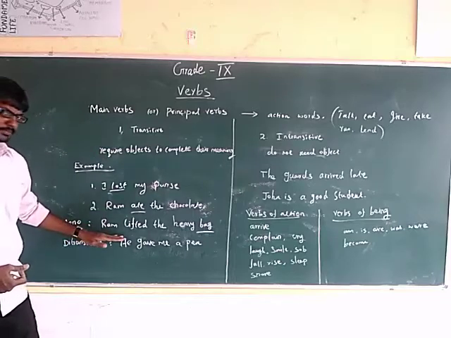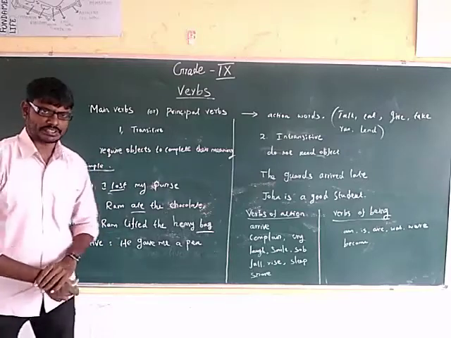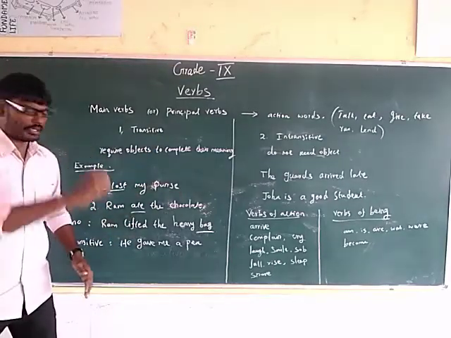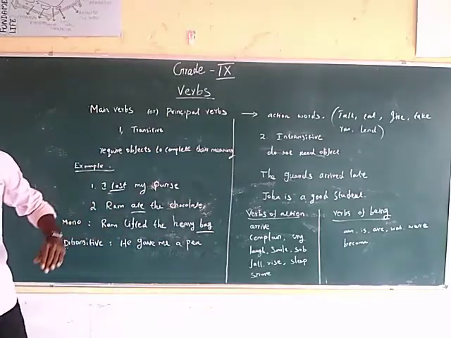So this is a transitive verb. You may ask what type of transitive verb this is. As this sentence has only one object, this is a monotransitive verb.